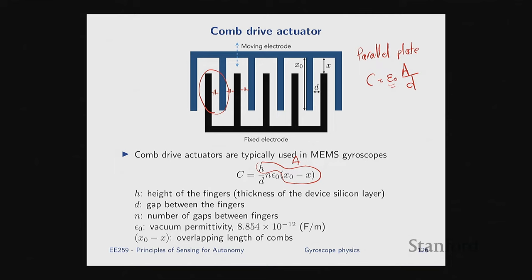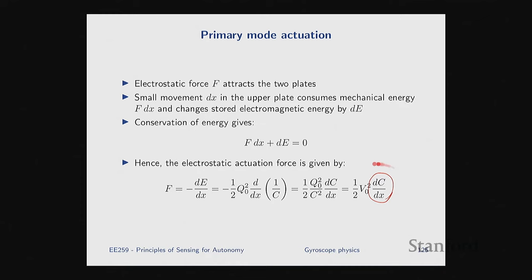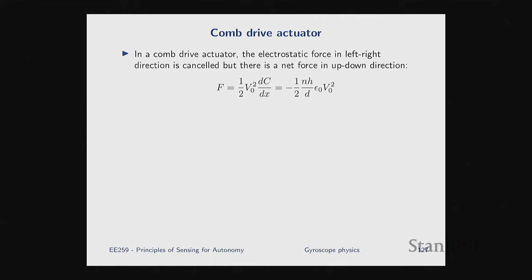Now, if we take the derivative of this C with respect to x and plug it into the previous equation, that gives us the total actuation force. What's very nice about this is that C is a linear function of x. So if you take the derivative, you just get a constant. Let's do it together. What is dC/dx here? dC/dx is equal to h over d carries over, and we get n, and we get epsilon zero, with a minus sign. So that's our dC/dx. Plug that into the previous equation for force, and we get the total actuation force that you get with a comb drive actuator.